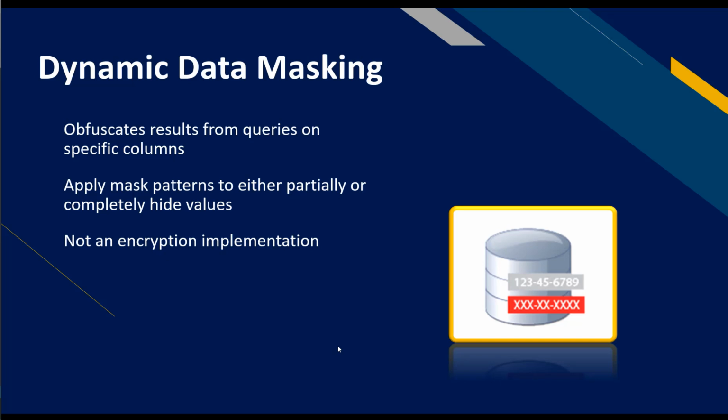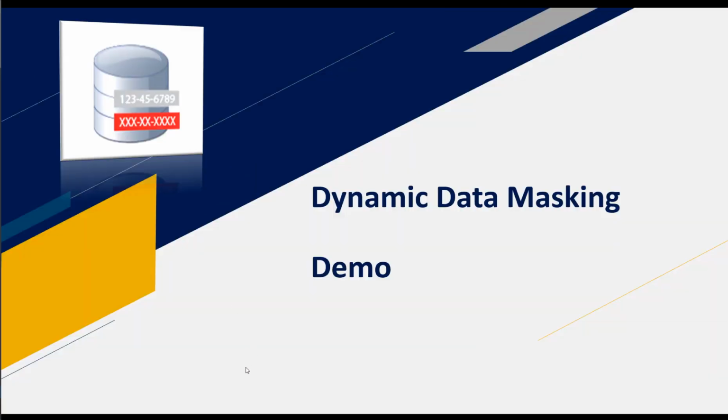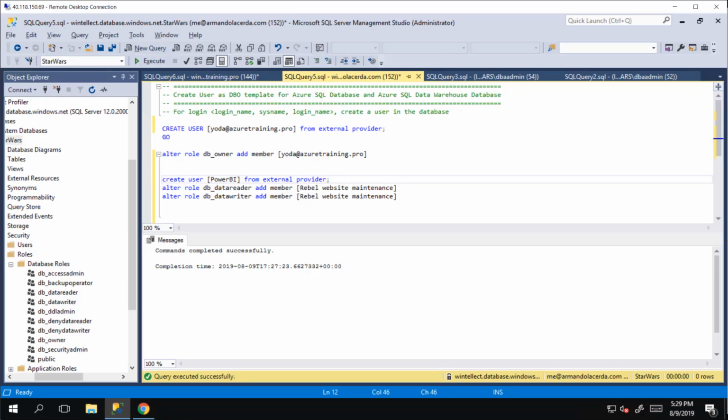This particular one is not about encryption. It is about when people select the data, don't actually show the data, show just partially some aspects of the data, like the last 4 digits of a social, for instance, or in some other cases, don't show the data at all, just put something else in place. So let's take a look at how that works. It's a pretty simple one.